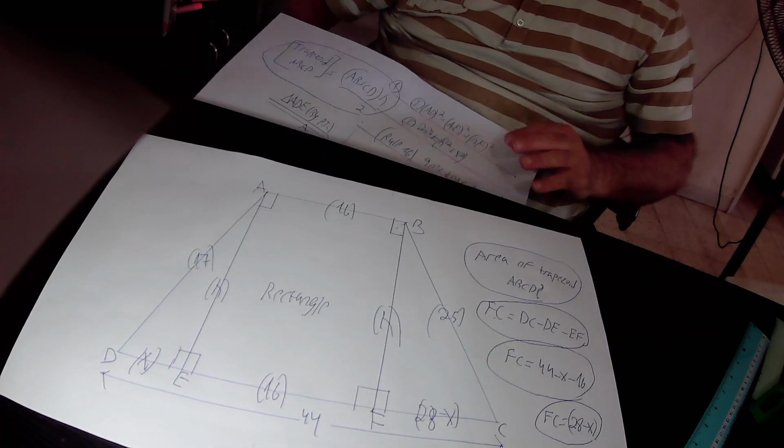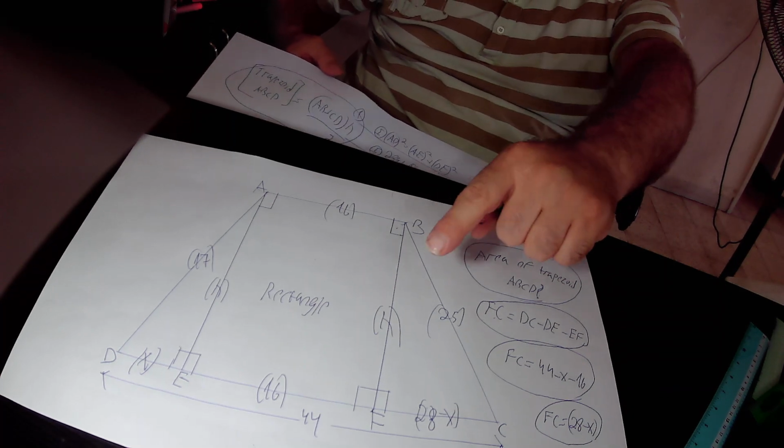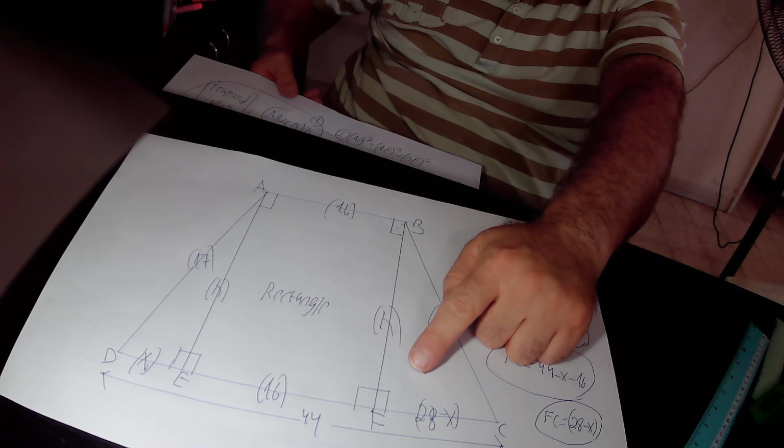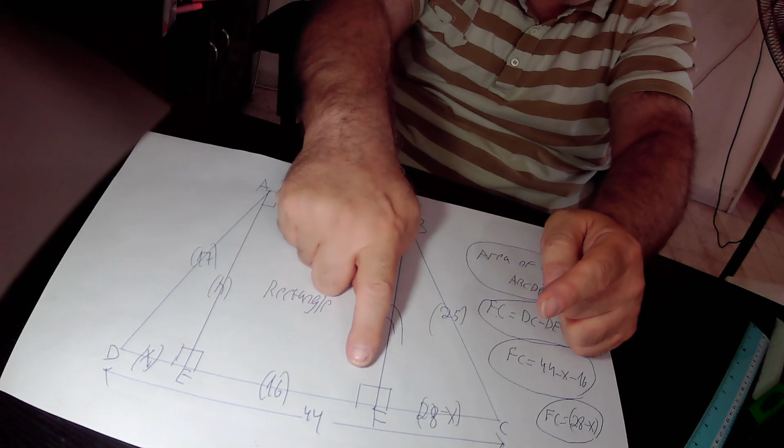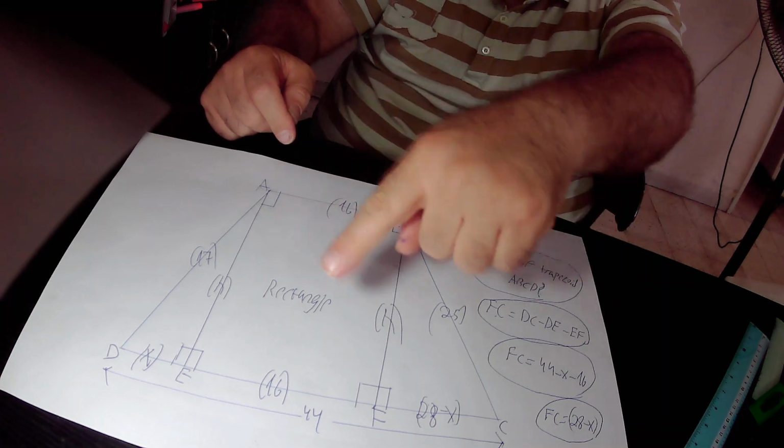In the next step, we did another construction. From this point B, we draw a perpendicular on DC. So this angle also equals 90 degrees, and this angle also equals 90 degrees according to our construction. We define the touching point of the perpendicular from point B on DC. This point is point F.